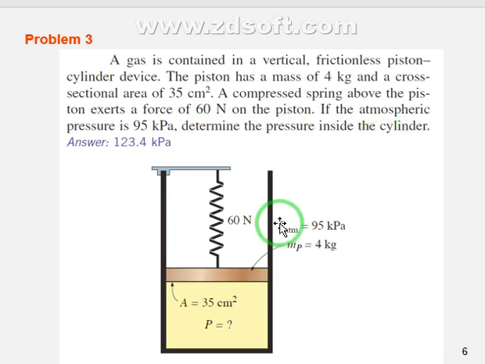Very simple. I know the atmospheric pressure, I know the weight here, I know the extra force here. What I need is to calculate the pressure. I must calculate all the forces, convert them to pressure, then sum with the atmospheric pressure. Then we can know the total pressure. Let's see how this example can be solved.